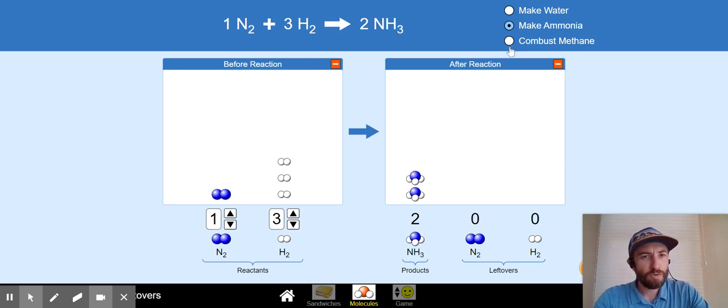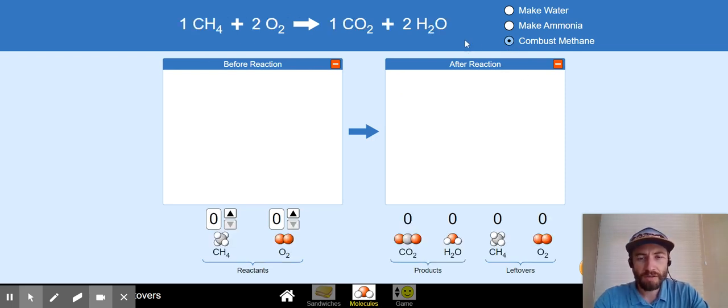All right, and the last one would be you can combust methane, which is natural gas. And so in the classroom, we would be doing this with the Bunsen burners, but you can see that this is what the molecule would look like. And this is what the oxygen gas molecule would look like. And I'm going to have a question for you to answer like this in the Google form for today.